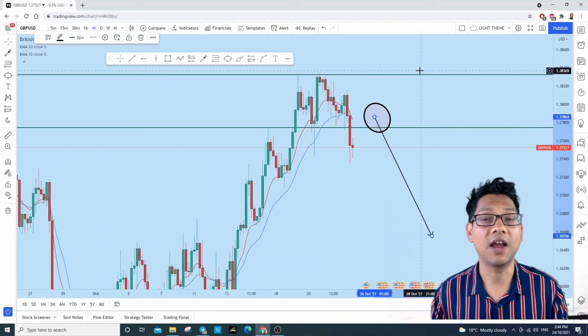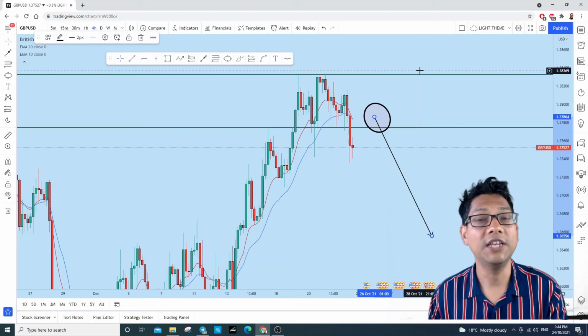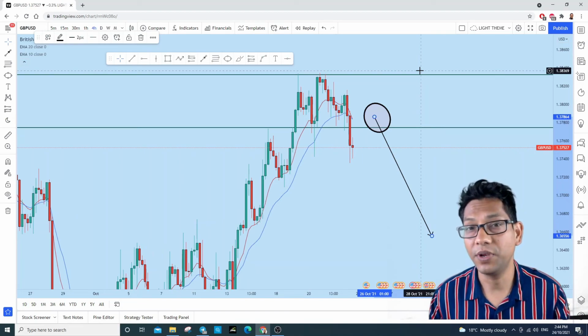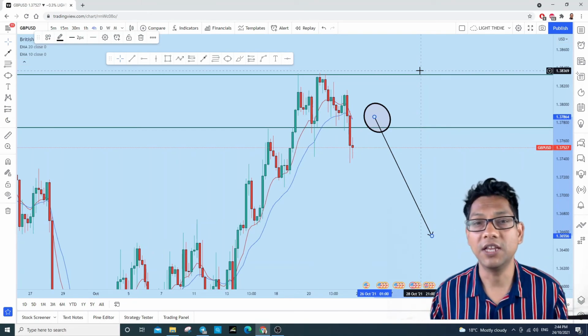Now these are the currency pairs that we will be looking to trade next week, and also in addition, if I find any other currency pairs that are impressive to trade, I will definitely inform in my Telegram channel.